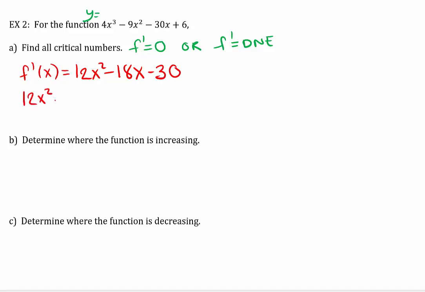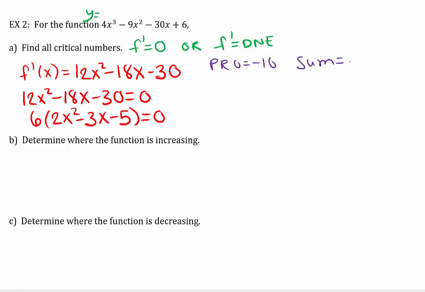I'm going to solve this by factoring, and it looks like we've got a common factor of 6. So I'll pull out the 6 first. I'm going to continue factoring, so I need two numbers with a product of -10 and a sum of -3. -5 and +2 work. So copy down the 2x squared. I need a -5x plus 2x. Copy down the -5.